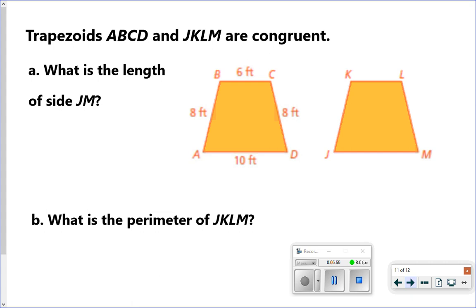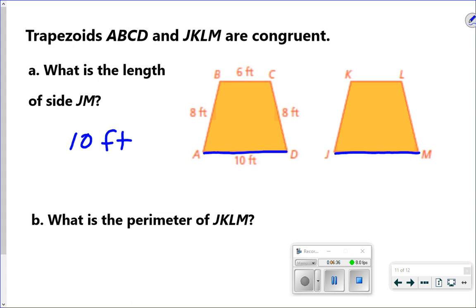In this next problem, it tells us trapezoids A, B, C, D, and J, K, L, M are congruent. The order of those letters tell us which angles are congruent. So A and J correspond, B and K correspond, and so on. So for this one, we're using the corresponding sides to help us find missing lengths. So for A, it says, what is the length of side JM? JM corresponds to side AD. So here's AD. Here's JM. So looking at that picture, I can tell that side JM is going to be 10 feet.